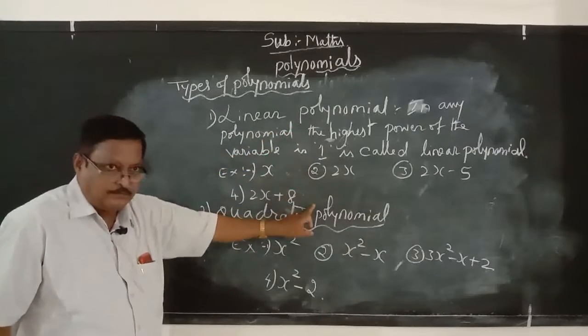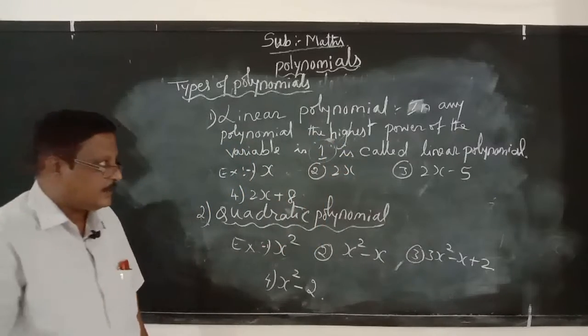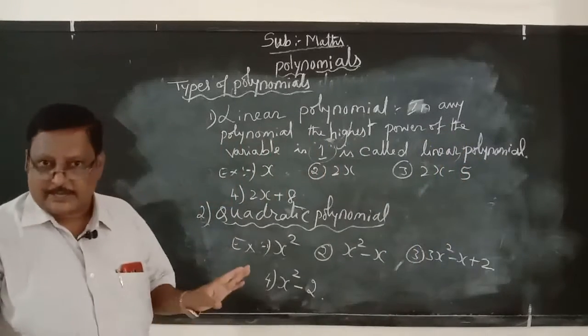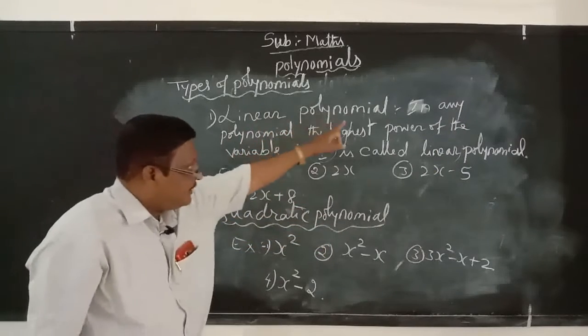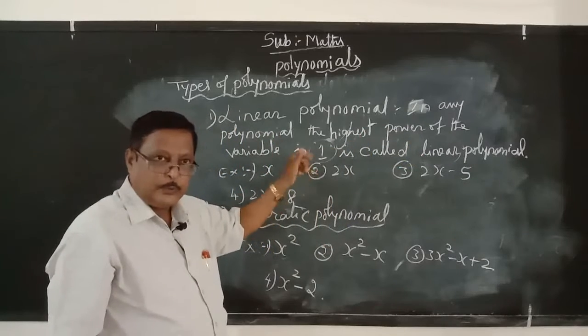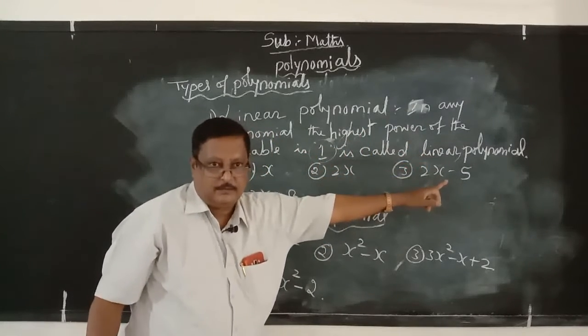Next, quadratic polynomial. Same definition. Instead of 1 you write 2, instead of linear you write quadratic. The rest is the same. What is a quadratic polynomial? In any polynomial, if the highest power of the variable is 2, it is called a quadratic polynomial.